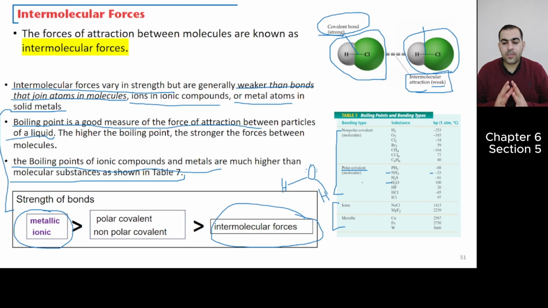What you must know: molecular substances have a low boiling point, compared to ionic and metals. Look, NaCl is 1413, copper 2567. To become gas, they need a very high temperature. So molecular compounds have a low boiling point, like water is 100, but NaCl that we use is 1400. Okay, that's it.